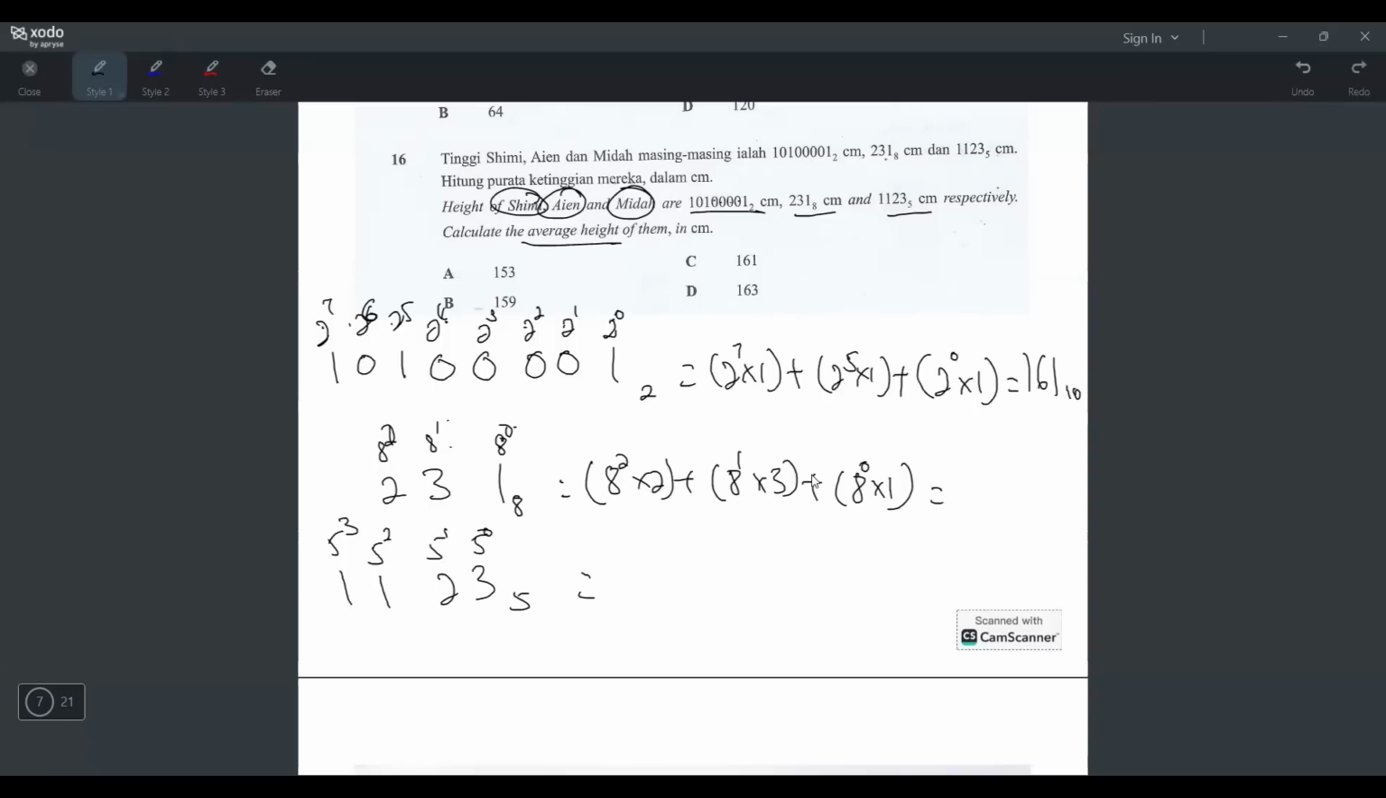Okay, plus 1. My calculator gives me 153. So the second person, dia punya height is 153 cm in base 10. Okay, the third person, berapa tinggi dia? Same thing, you will convert to base 10.